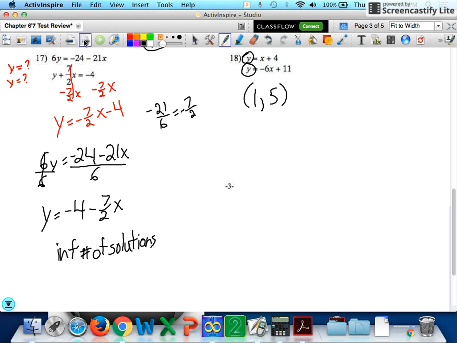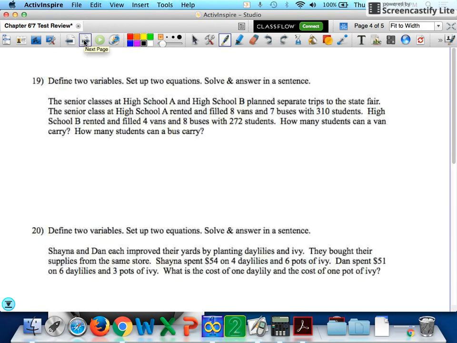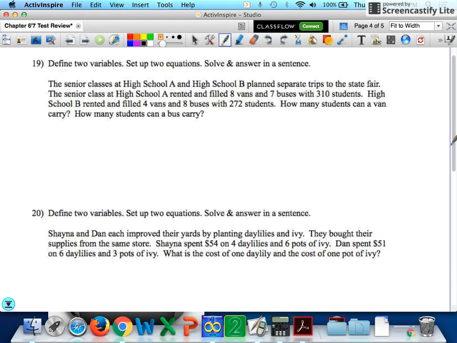With number 19, we get back to these word problems, and this time it's not set up for us, so you have to do some of the extra work. Define 2 variables, set up 2 equations, solve and answer. 3 different parts of these big questions here, okay? So I'm looking, and I'm talking about school A and B, so a lot of people are tempted to go with A and B as their variables. I wouldn't. We're really talking about that they filled 8 vans and 7 buses, and it was 310 students. 4 vans, 8 buses, 272 students.